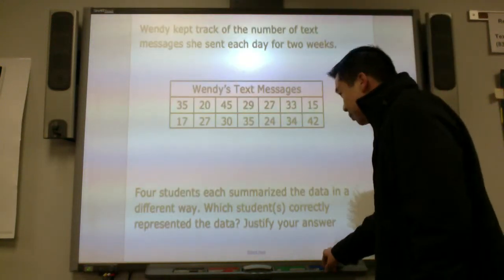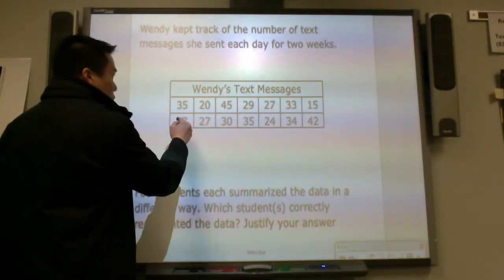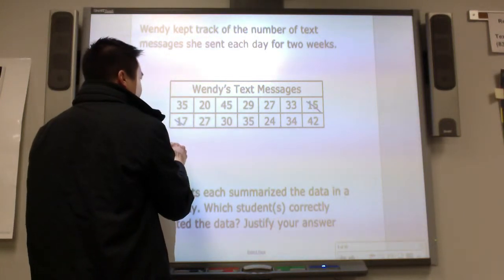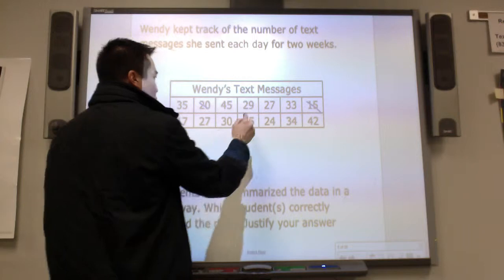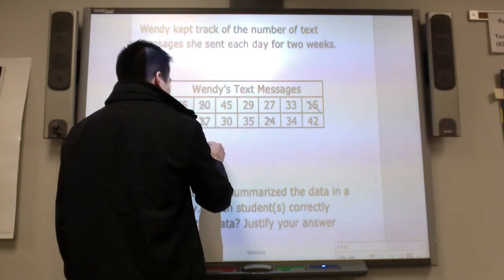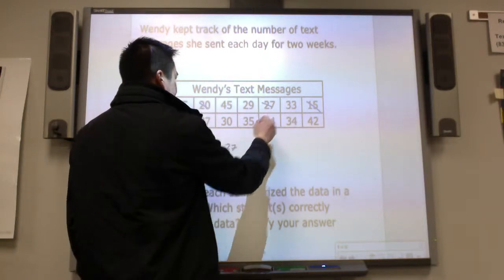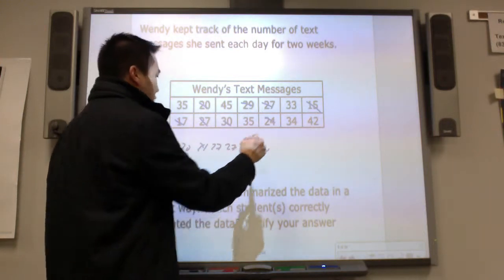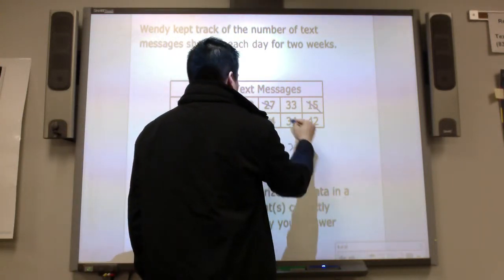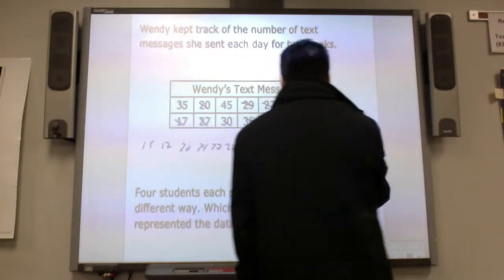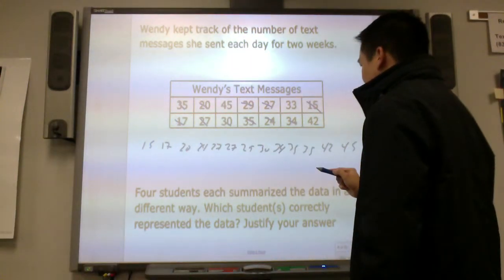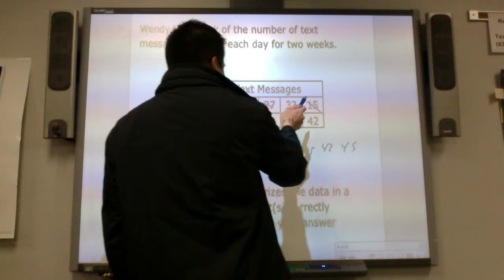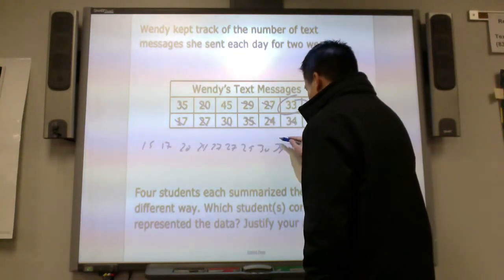So let's do median. Let's put the numbers from least to greatest. So we have 15 is the least, then 17. Any more teens? No, let's do the 20s. We have 20. Any more 20s? 27, 24, 27 again, 29. I think we're done with the 20s. I need 30s. We have a 30. We have a 34. We have a 35 and a 35. And any 40s? We have 42 and 45. Did we skip one? 1, 2, 3, 4, 5, 6, 7, 8, 9, 10, 11, 12, 13, 14, 33. How embarrassing. 33 goes right here.